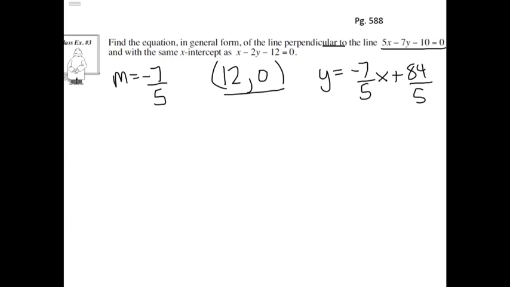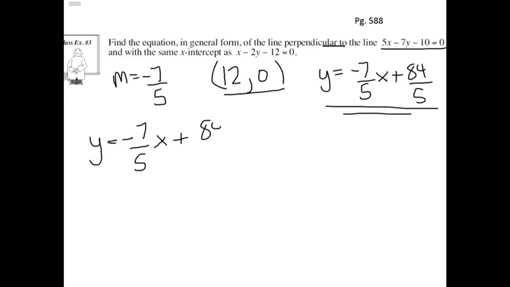The question asks us to put it in general form. This is in slope form right now. We're going to turn it into general form. So y is equal to negative 7 over 5x plus 84 over 5. A should be positive, so I'm going to add 7 over 5x and subtract 84 over 5. We're going to do the same on this side: add 7 over 5x and subtract 84 over 5.